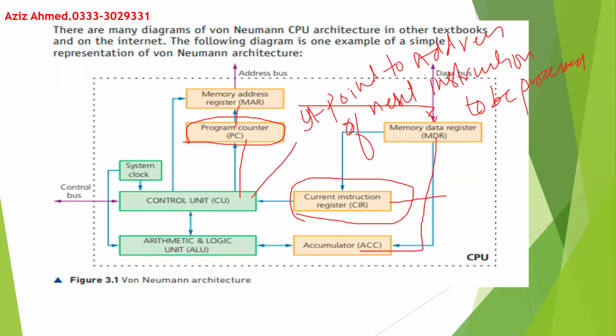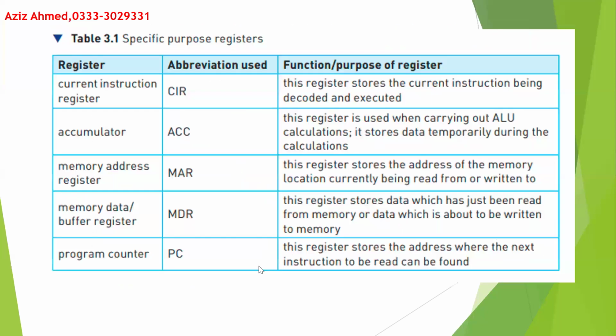I will just show you its content, the table content. Here, see. What does the CIR do? This register stores the current instruction being decoded and executed, the instruction the processor is working on. That is held by the CIR. Any confusion here? What do decode and execute mean? This is the operation. I will discuss it in the next few slides.